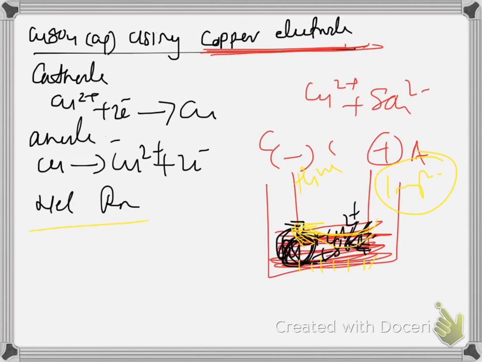Net reaction. What is the net reaction? Anode reaction plus cathode reaction. Cu cancelled. Cu2+ is also cancelled. Electrons are also cancelled. So the net reaction is 0. Here there is no chemical reaction that actually happens. Here we can see the transfer of matter from anode to cathode.